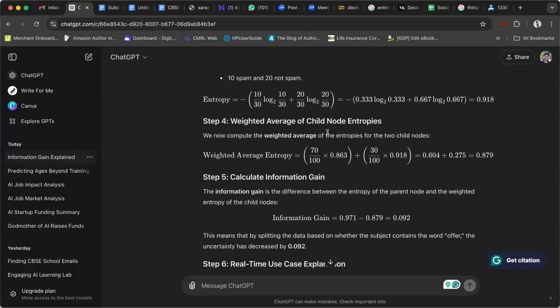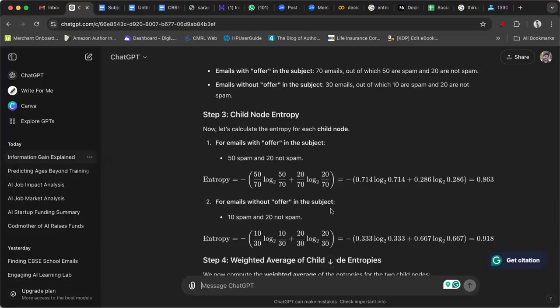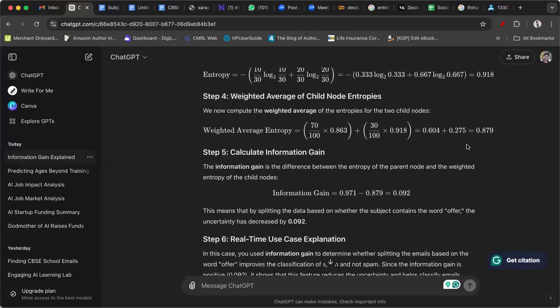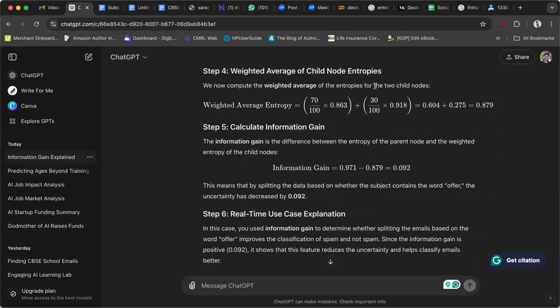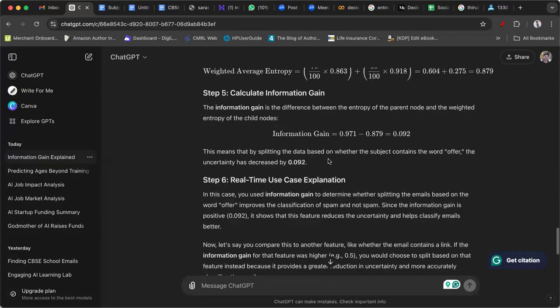Weighted average of all the child node entropies, this one and this one. What is the weighted average? It is just a mean value, 87.9. Now calculate 97.1 minus 87.9. This is almost 0.092. This means that by splitting the data based on whether the subject contains the word offer, the uncertainty has decreased by 0.092.